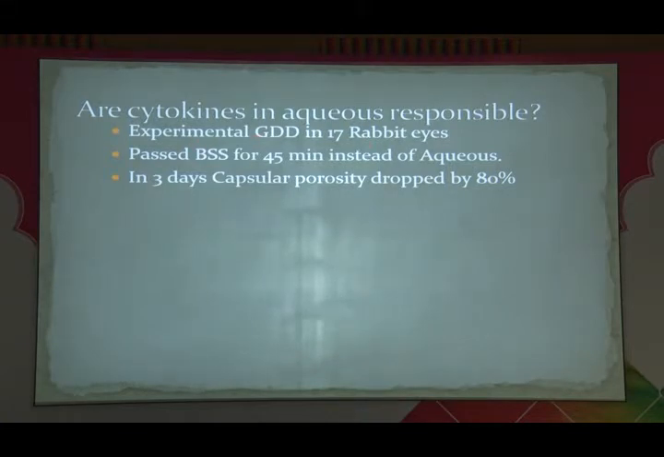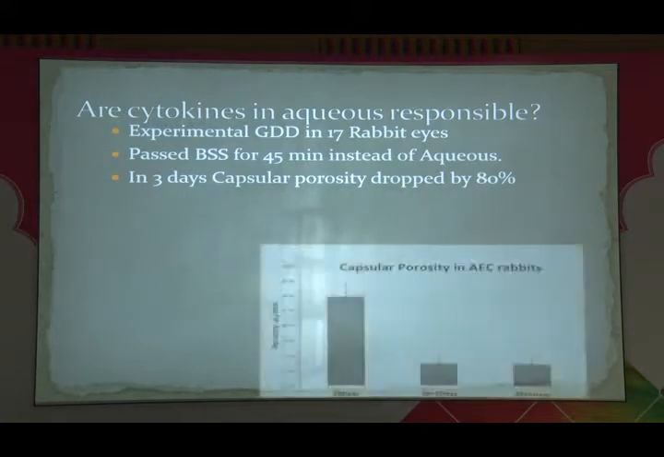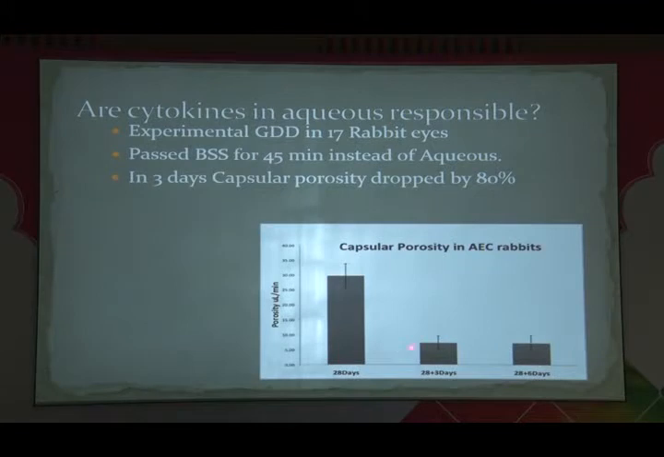We implanted these experimental GDDs in another 17 rabbit eyes. But here, instead of passing aqueous, we passed BSS, just a normal physiological fluid, through the implant for about 45 minutes at certain intervals, like 7 days or 30 days after the initial implantation. What we found was that after 1 month, when we passed the fluid through that implant at physiological pressures, at 12 millimeters of mercury, the porosity still dropped by 80%, irrespective. Again, there's a very marked reduction in porosity. In fact, even after one cycle of fluid passage, the porosity of the capsule drops.